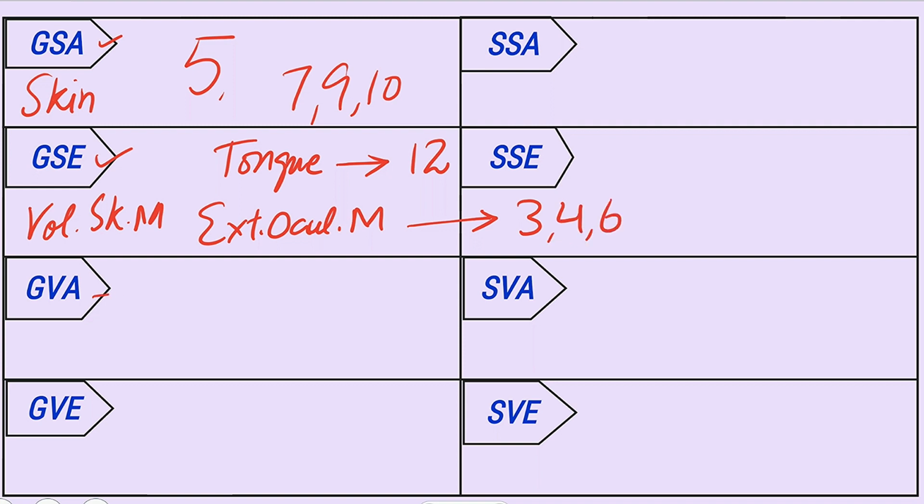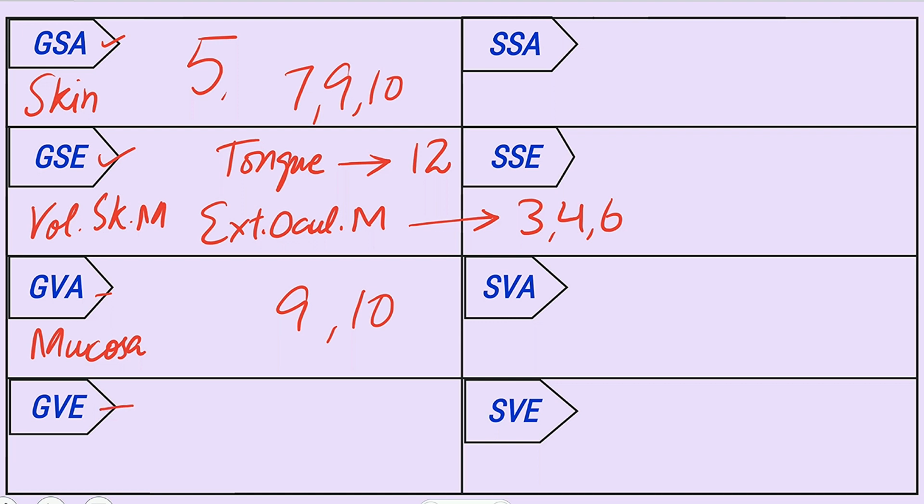That is the general visceral afferent component, that is about the mucosa that informs the brain about the internal environment. For this, we have got cranial nerves number 9 and 10. Next is the general visceral efferent component.